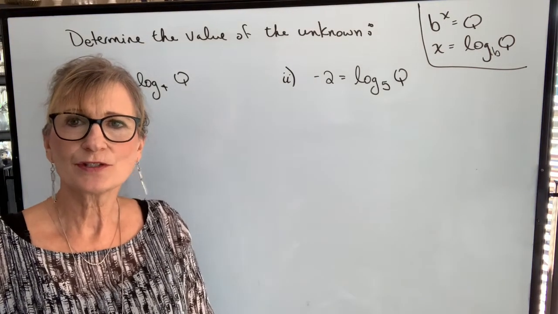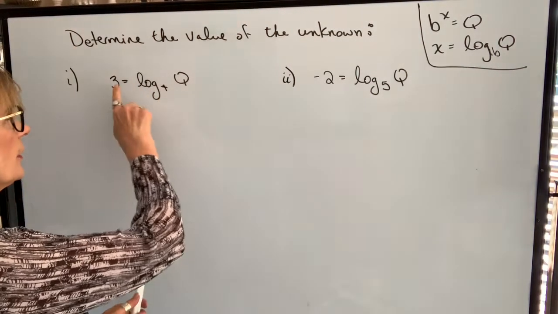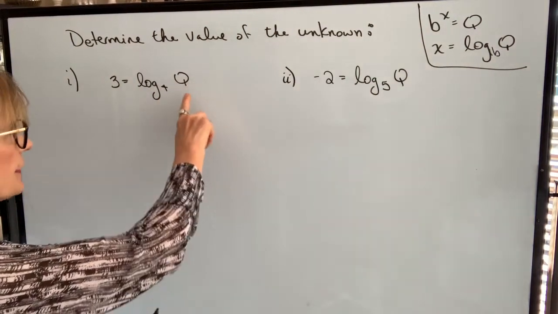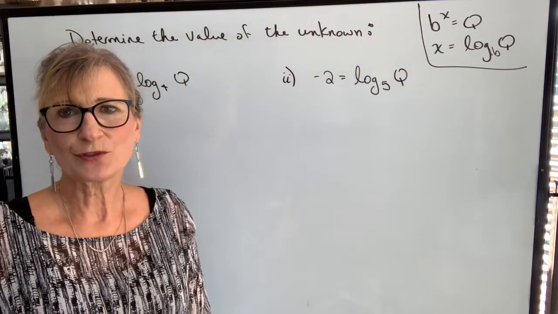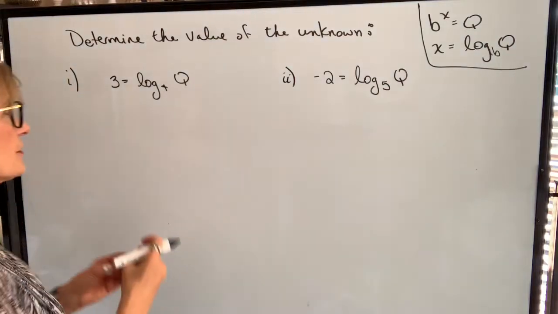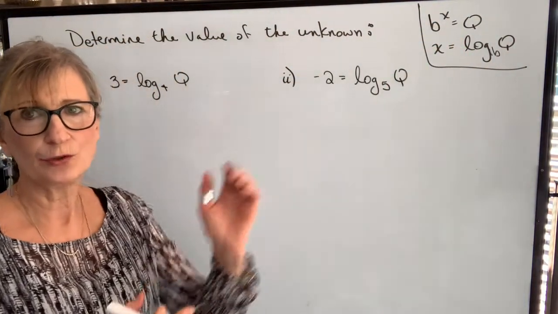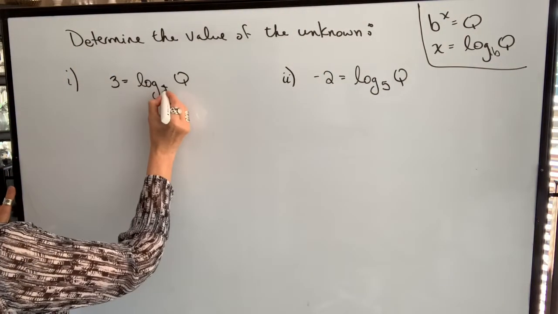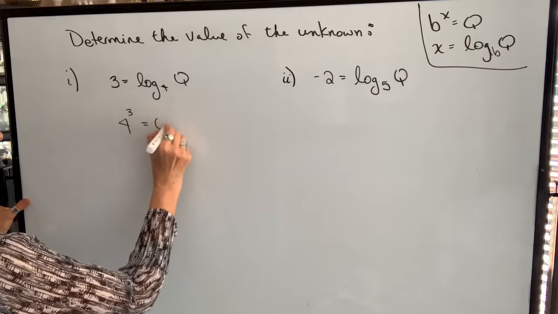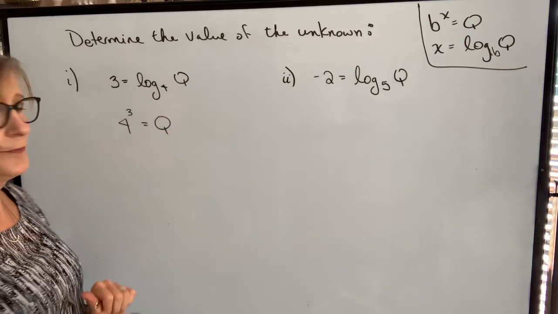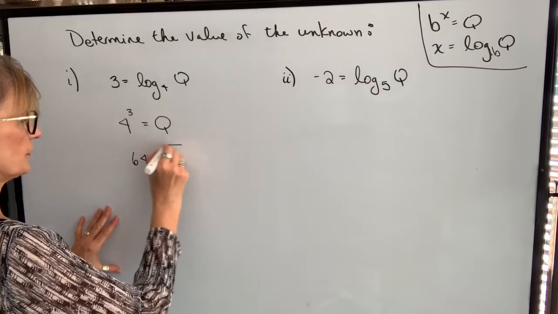Okay, in these questions, what we're going to do is solve for the unknown. So find the value of, in this first example, q. That's going to be the easiest type of question you encounter with these log questions, because all you need to do is express this in exponential form, and then q will be isolated. So we know that the base is 4, the exponent is 3. So 4 cubed equals q. So 4 cubed is 64. So q is equal to 64.